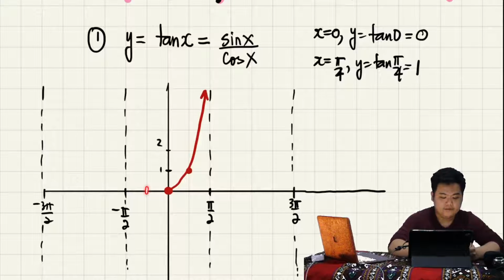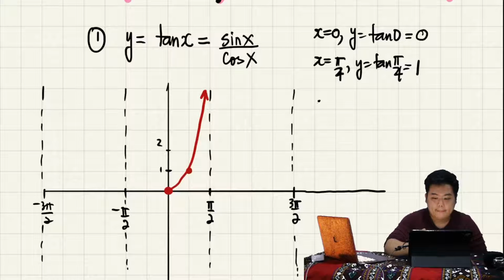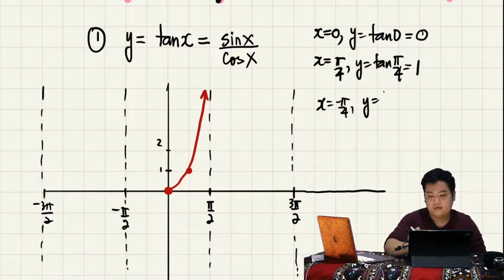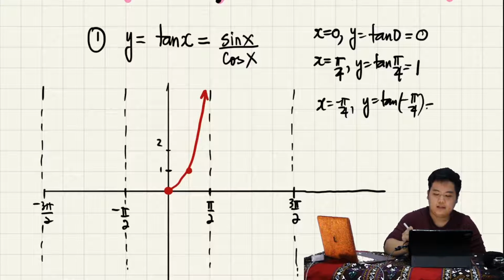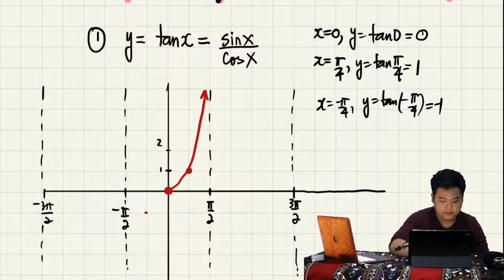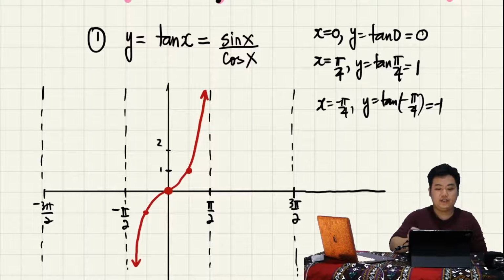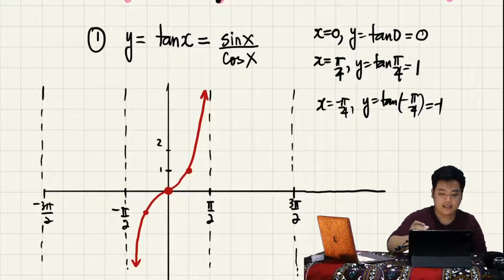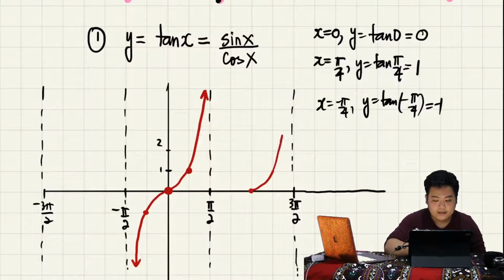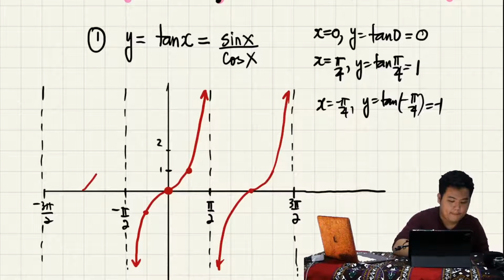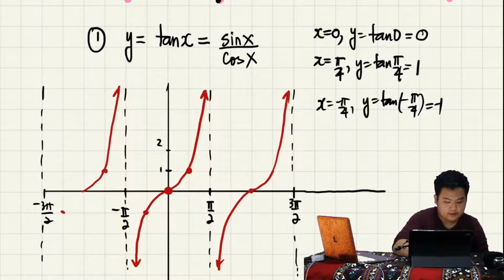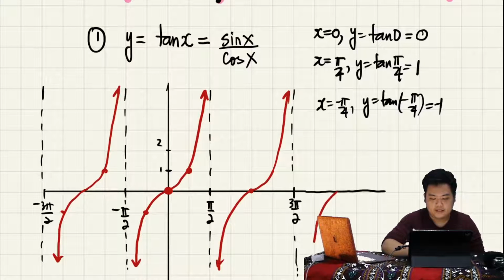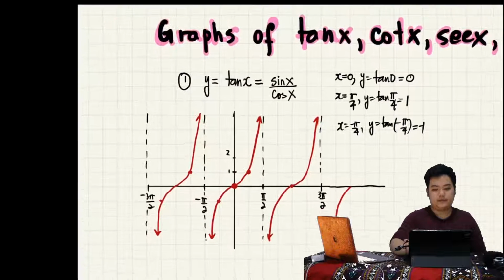And when x is negative pi over 4, y is negative 1. So, yan yung graph niya from negative pi over 2 to pi over 2. Uulit-ulit na lang yung mga graph na yan. So, magkakaroon tayo ng something like this. Okay, so ganyan yung graph niya. Nagko-continue iyan.